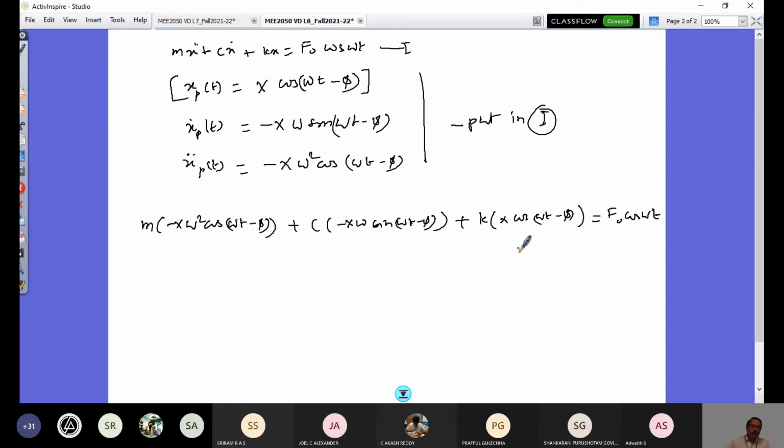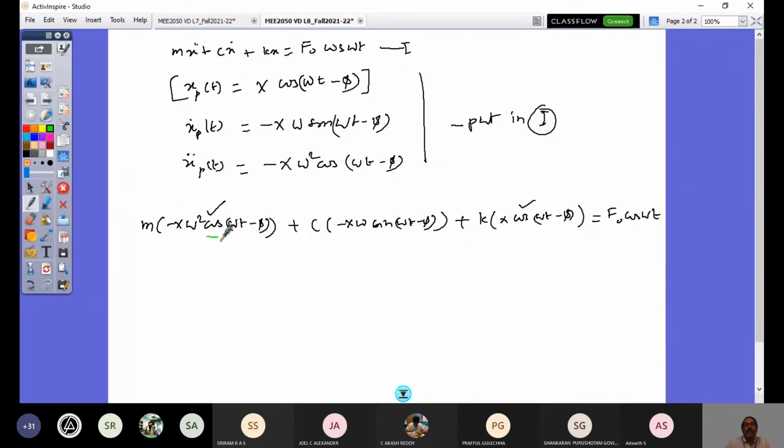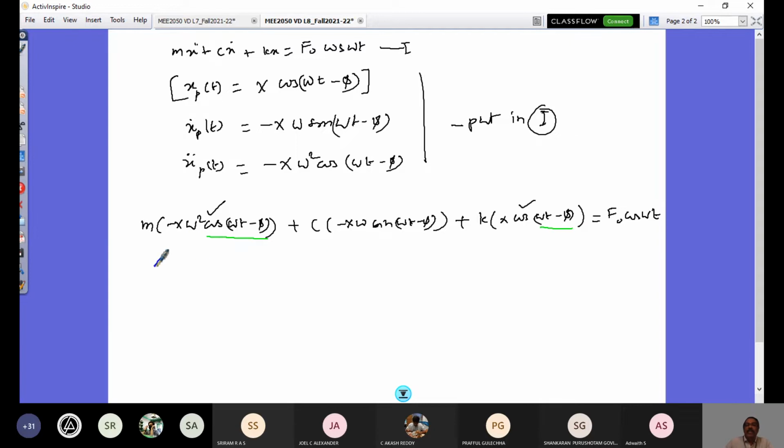So what I am going to do now is group the terms. Look at this term and this term: I have cos(omega t minus phi) common. I have cos(omega t minus phi) here, and I have cos(omega t minus phi). So let me write this equation now, taking x common in all and taking that out, and I'm going to rewrite this positive term: k minus m omega square, into cos(omega t minus phi).